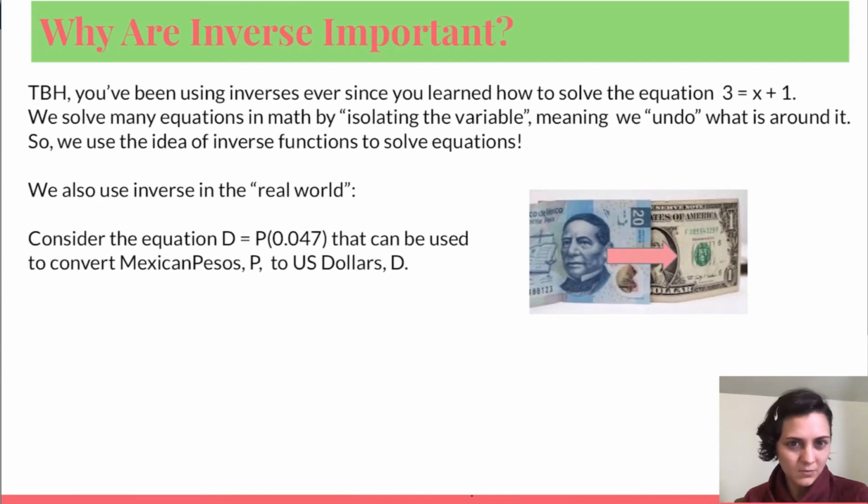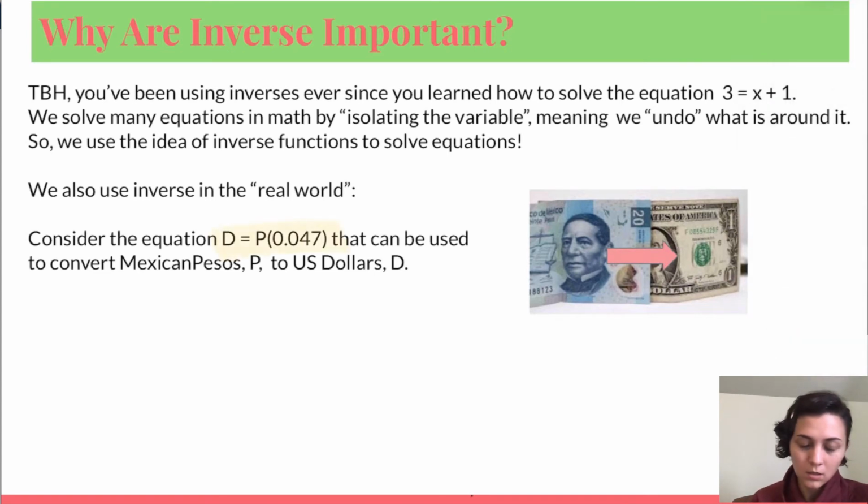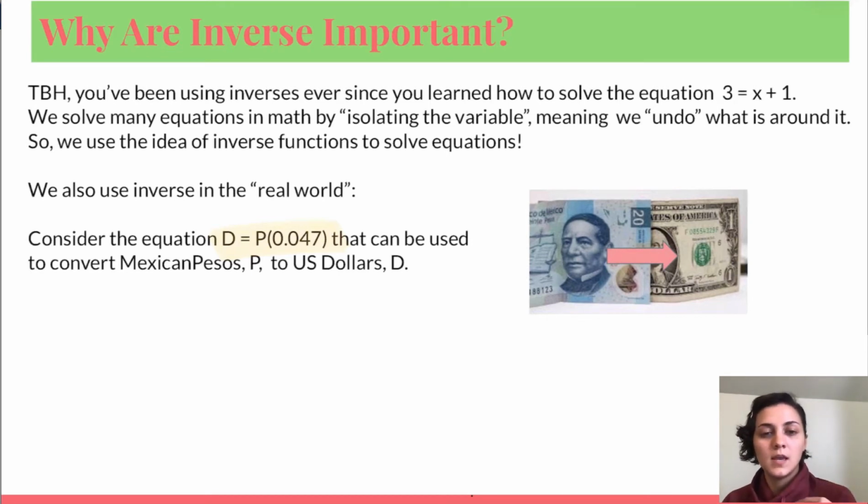We also have been using them in the real world. So let's say that you just came back from a trip to Mexico and you have pesos and you want to convert them to dollars. So you would have to use this equation here to turn your pesos, like if you had 200 pesos, into dollars. So you take P, multiply it times 0.047, and then that's how many dollars you would have left.